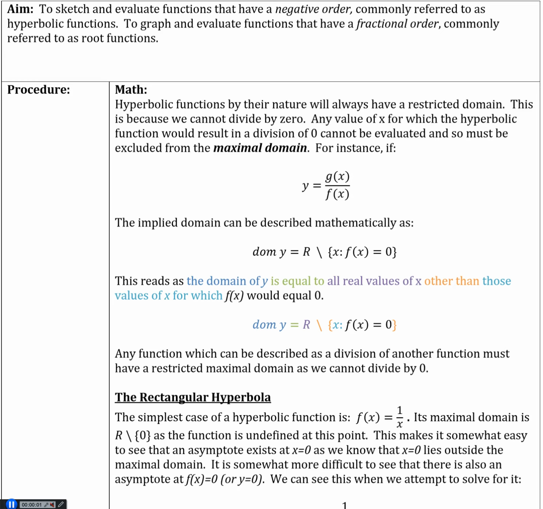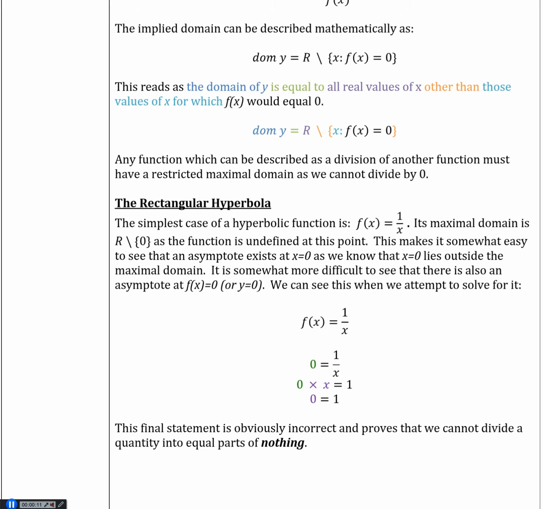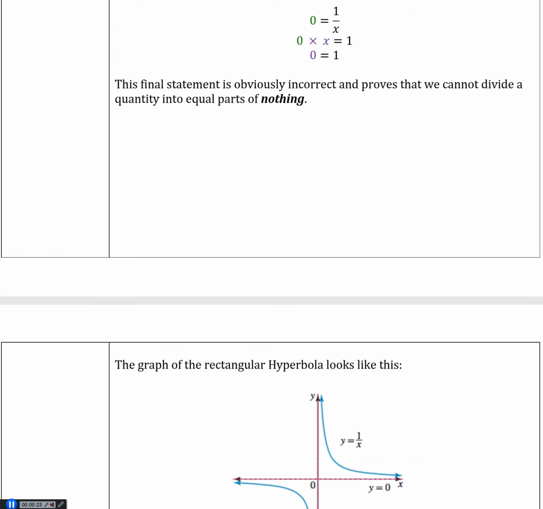In this video, we're going to look at some common power functions that are of a negative and fractional order. That is, we're going to have a look at the rectangular hyperbola, so that's your 1 over x. We're going to look at the truncus, 1 over x squared. We'll look at the square root function, which is x to the power of a half, that being the fractional order. And we're going to have a look at the cube root function as well.